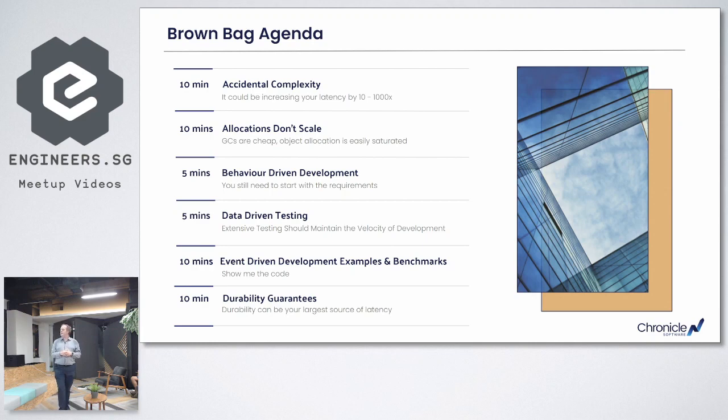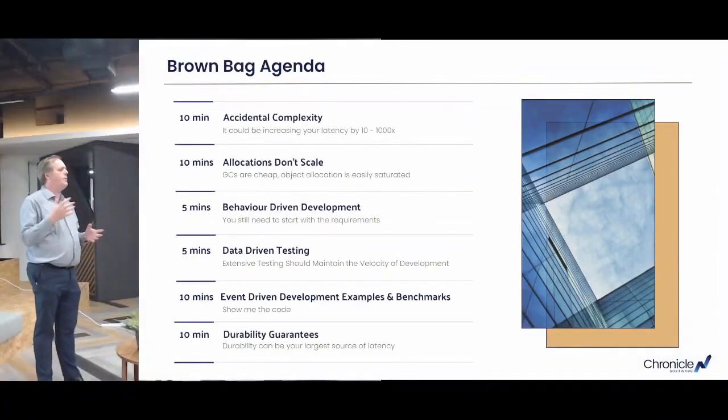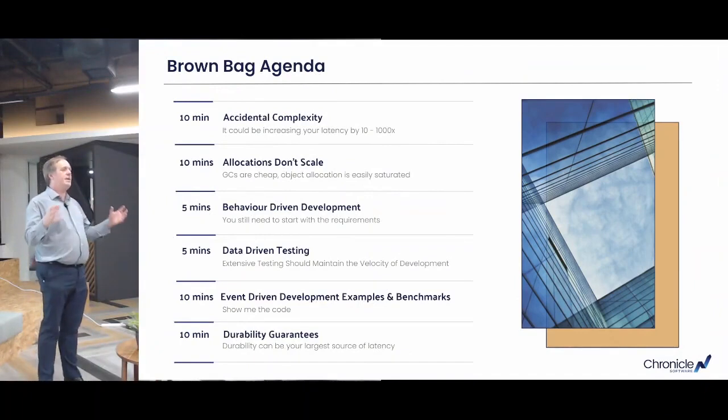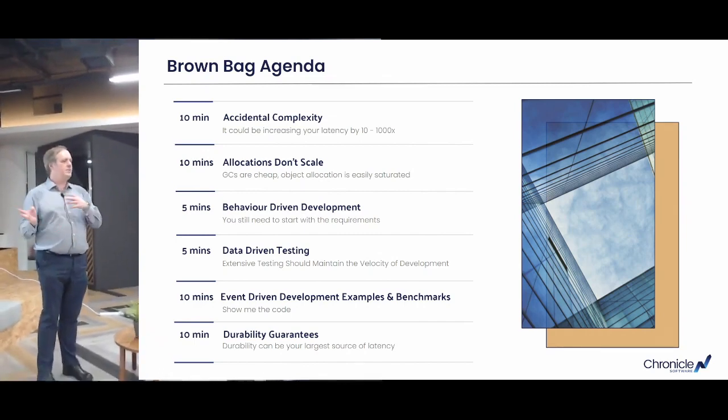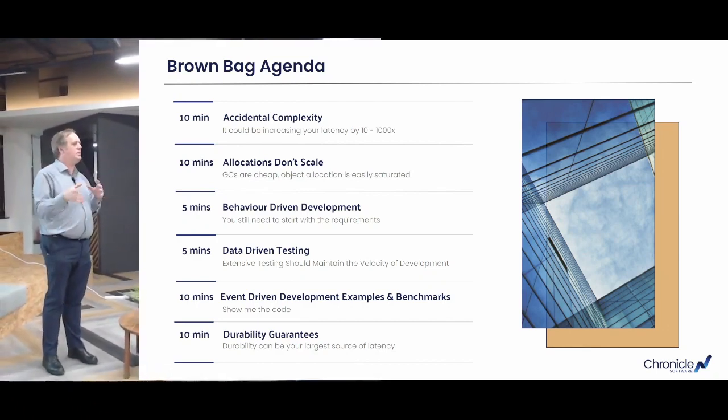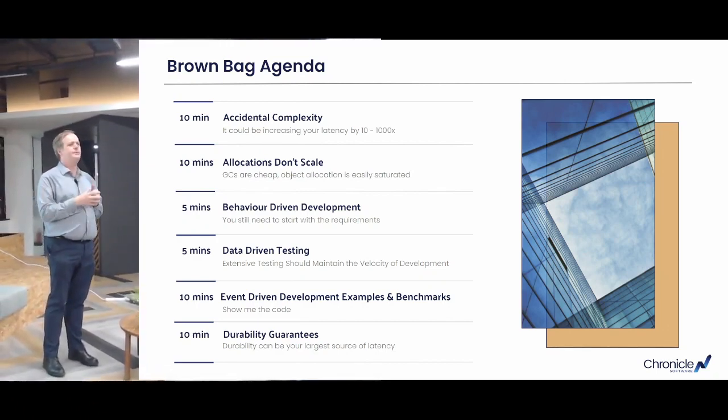And if we have time, we'll get into some durability guarantees and why they're important to look at. In particular, if you have a database in your critical path, that can be such a dominant feature in your latency and in determining the throughput that nothing else you do probably matters too much. So I'll look at some alternative strategies for not using the database in your critical path.